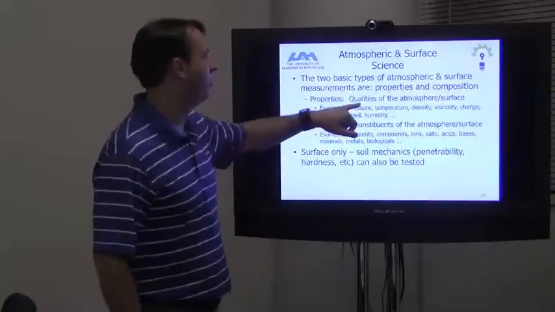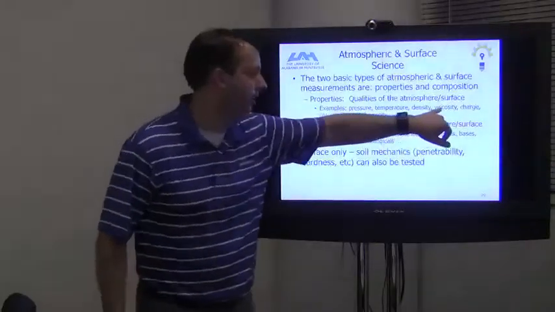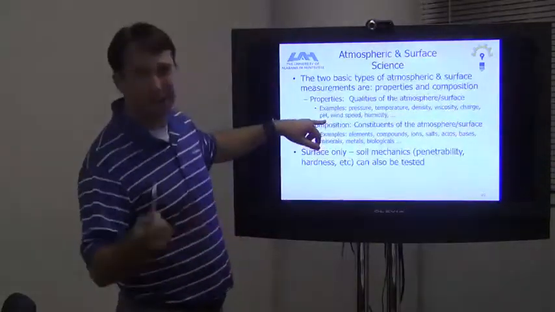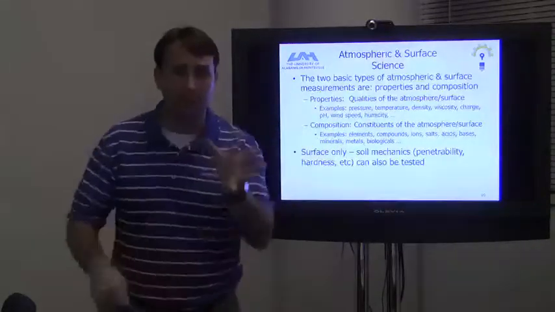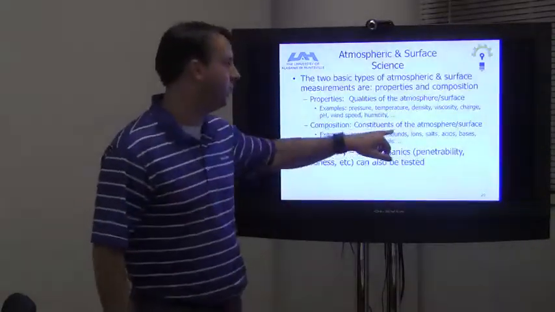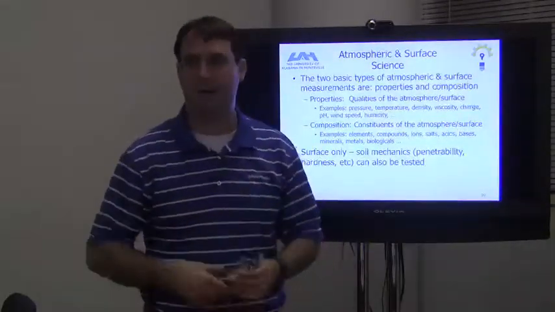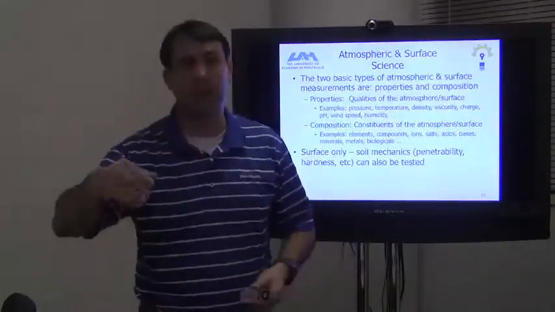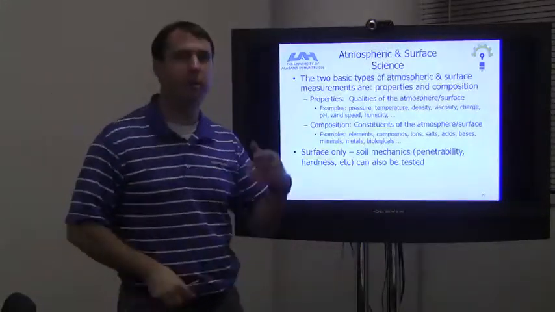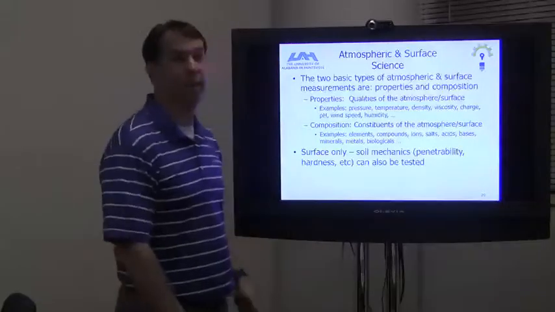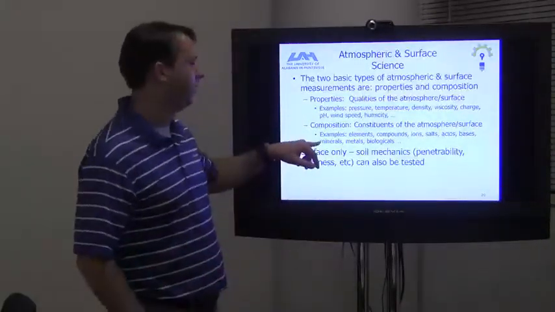And so properties are qualities of the atmosphere or surface. Examples are pressure, temperature, density, viscosity, charge, pH, which is a measure of acidity, wind speed, humidity. Now composition are the constituents of the atmosphere or surface. What is it made of? Does it have CO2? It has lots of CO2, right? How much oxygen is in this area? How much nitrogen is there? Is there carbon just by itself, elemental carbon, not carbon dioxide?